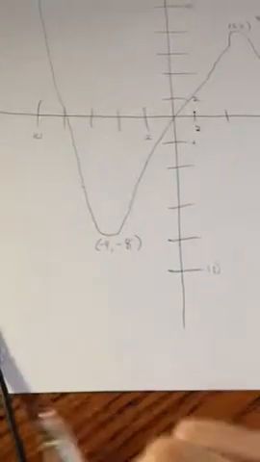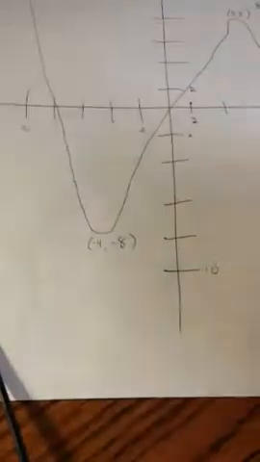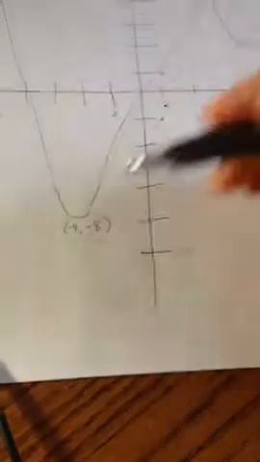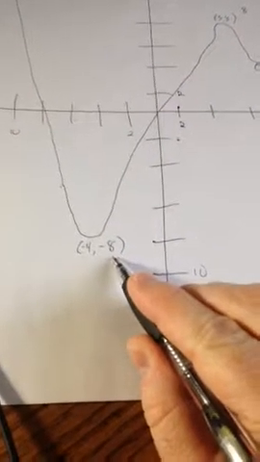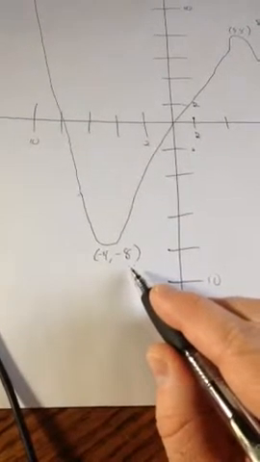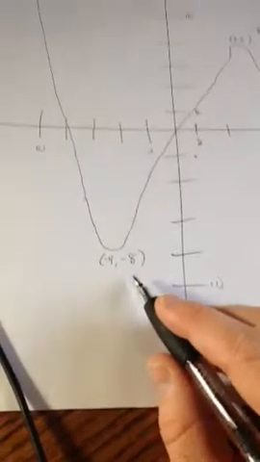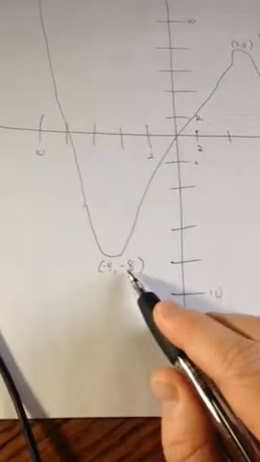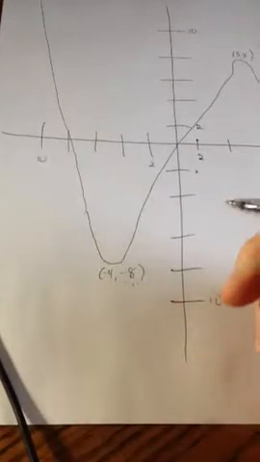Now, the absolute extrema, or absolute maximum or minimum value, we would come down here to (-4, -8), and the minimum y value occurs here, so the absolute minimum would be -8.